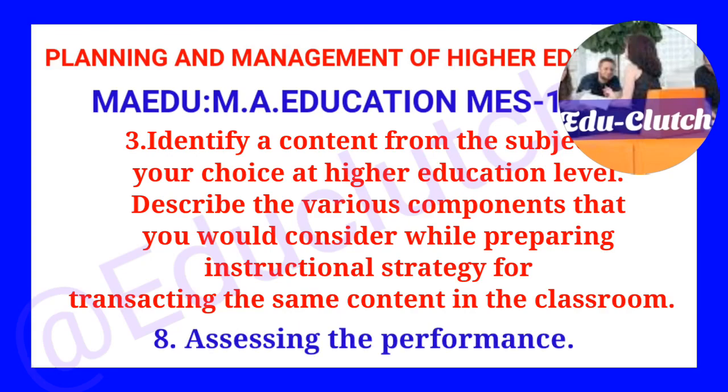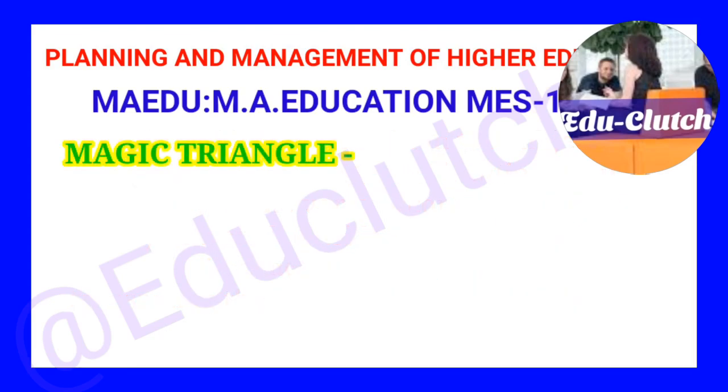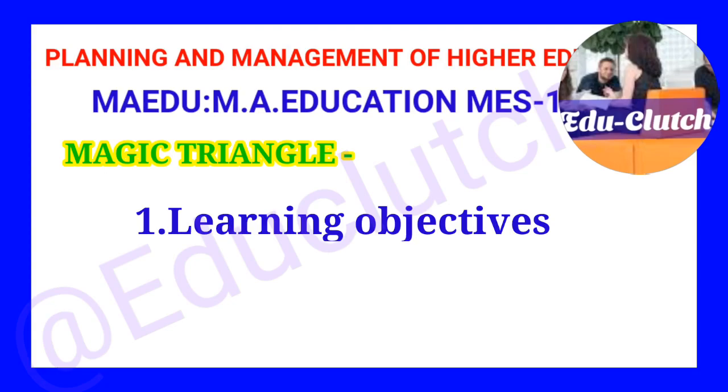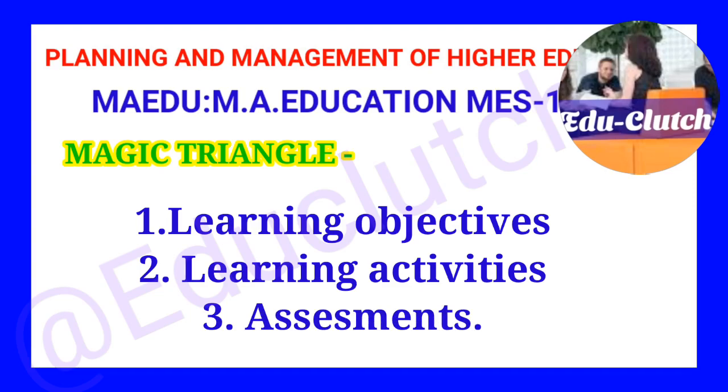So imparting your lecture on your topic, it is very relevant to take care of the above components of instructional strategy. And of these above mentioned components, the most important ones are learning objectives, learning activities, and assessments. These three are popularly termed as the magic triangle because of its effectiveness and results and implication, right?